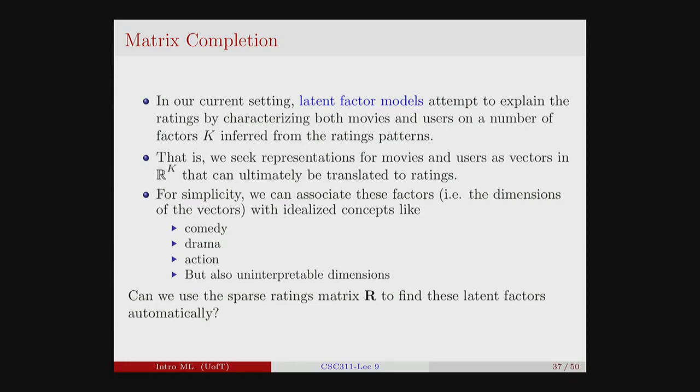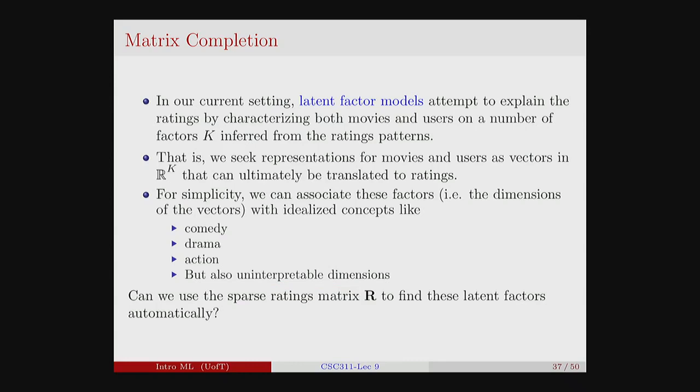Because when we factorize this matrix, we're trying to find low-dimensional factors for each of our users and simultaneously for each of the features that we have, which in this case is movies. And so I'm trying to give you an intuition for what those factors might look like if we were working in the context of Netflix and movies. And so we can associate these factors, the dimensions of the vectors, with idealized concepts. So this is not what actually happens. This is what we believe could be learned automatically by the matrix factorization problem into things like comedy, drama, action, and a bunch of other uninterpretable dimensions.